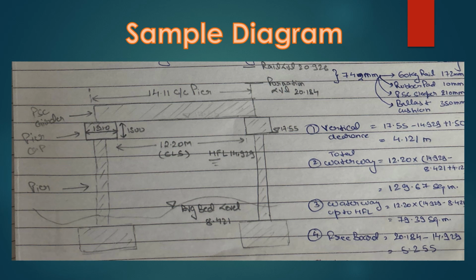First, we need to understand what is the vertical clearance. So the vertical clearance is this distance. It is the distance between the highest flood level and the bottom of the girder. So this is the vertical clearance. The vertical clearance will be 17.55 minus 14.929 plus this distance, and this distance is given as 1500 as I have mentioned here. So the vertical clearance comes out to be 4.121 meter.